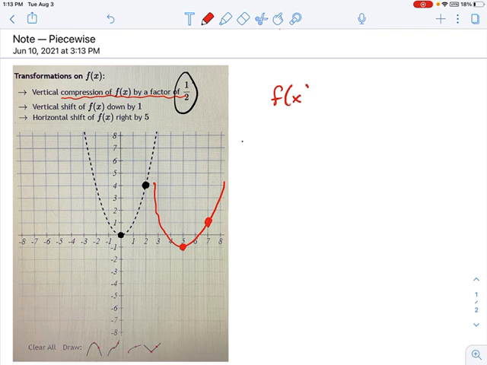This is my original function, the parent function, f of x. And you guys know that that's x squared. Okay, you should be familiar with the shapes of these. But let's go through this and work through the transformations. First, I have a compression by a factor of 1/2. So it's going to be g of x equals 1/2 f of x. Okay, and what else is happening here? Well, we've got a vertical shift happening. And you know what? I'm going to try color coding these things. I've got a vertical shift happening down by 1. So that'll be a -1.